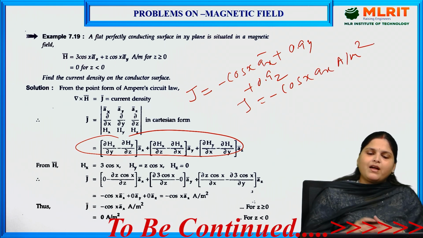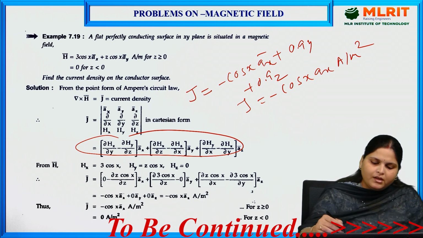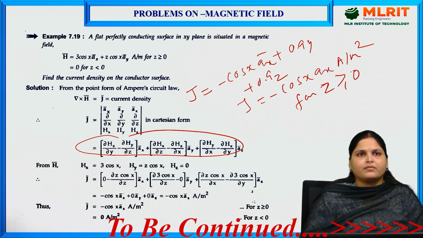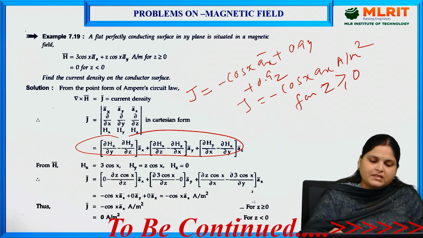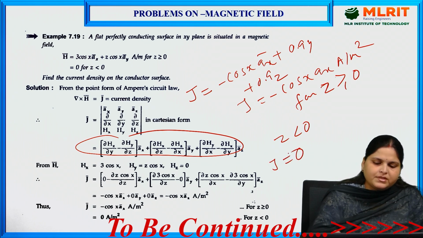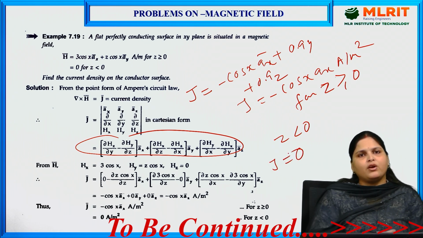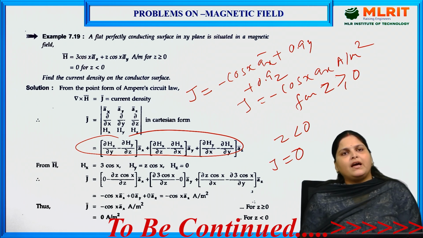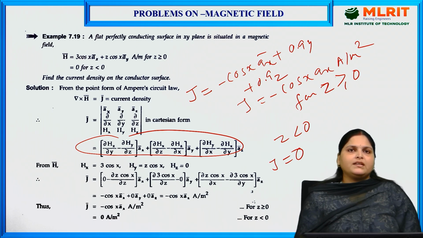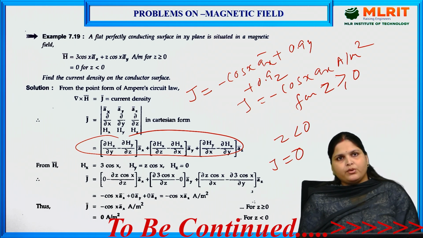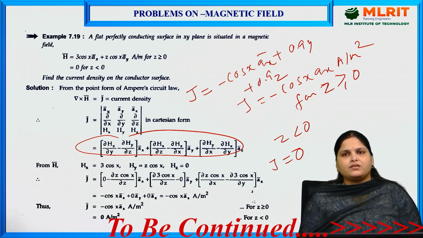So this is the value of J for z greater than or equal to 0, and if z is less than 0, J will become 0 because H is 0. So all components of H will become 0. So that is how we have calculated the current density on the conductor surface for two conditions, for z greater than 0 and for z less than 0. Thank you so much.